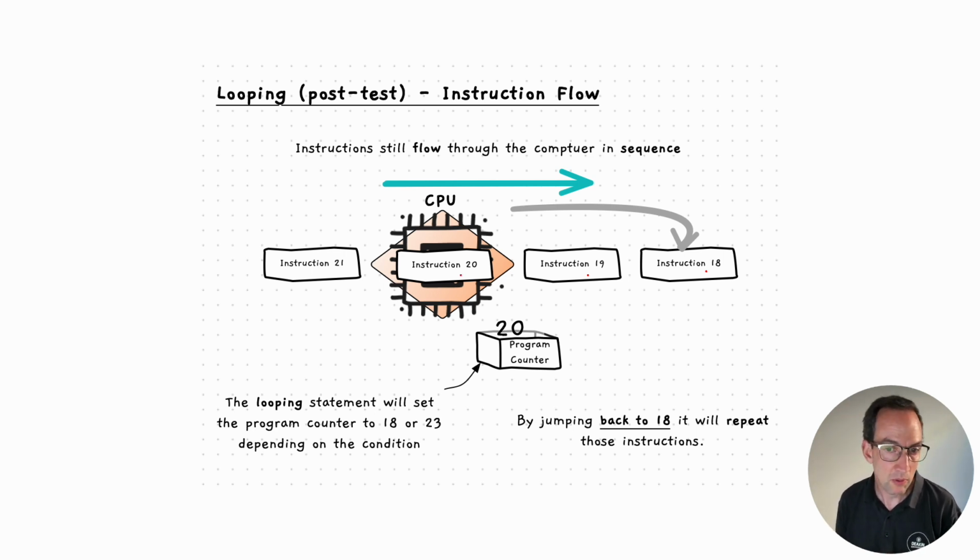Now this is where we implement the loop. Instruction 20 checks, and if the condition is true, we're going to execute this again. It jumps back to instruction 18. So instruction 18 runs, 19, 20, jump back. 18, 19, 20, jump back. 18, 19, 20. When this is false, it then lets that continue on to instruction 21 over here.